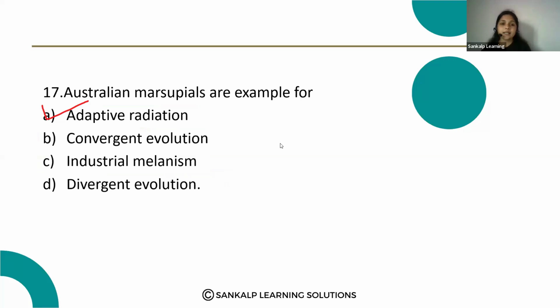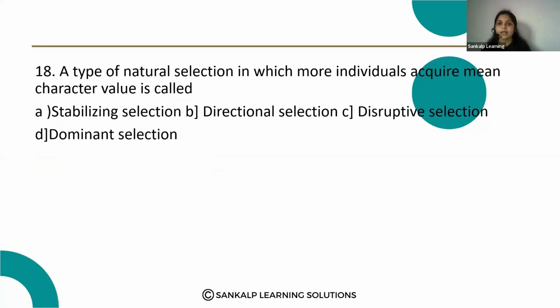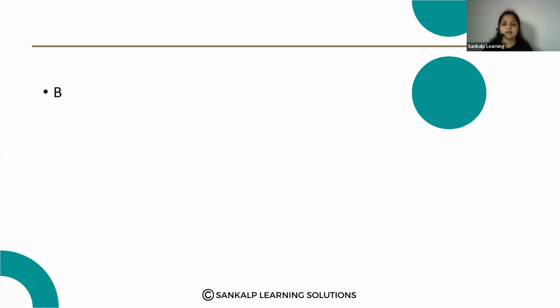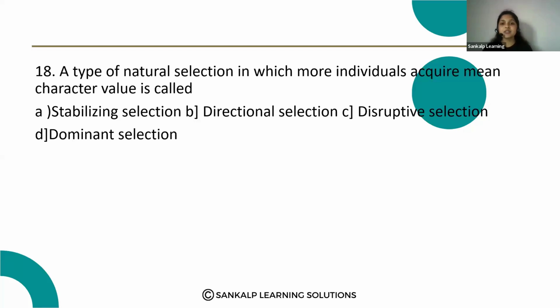Next question. A type of natural selection in which more individuals acquire a mean character value is called stabilizing selection, directional selection, disruptive selection, or dominant selection. It is a type of natural selection in which more individuals acquire a mean character. So that is directional selection. What is stabilizing selection, what is disruptive selection, and what is dominant selection, that you should know.